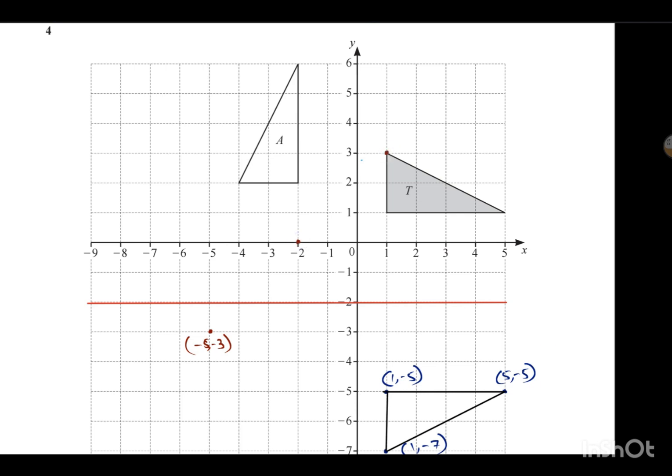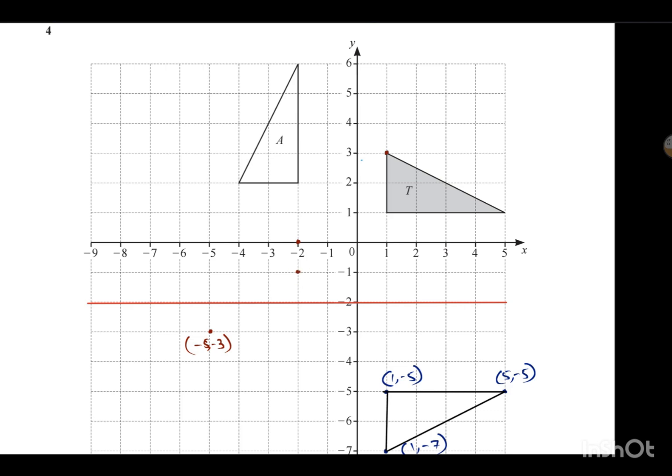Then let us take the other vertex. 1, 2, 3, 4, and 1, 2, 3, 4, 5, 6. So here 4 above, so 2 above we should go, and 6 right, so 3 right we should go. Let us go: 1, 2, and 1, 2, 3. So this is the vertex.